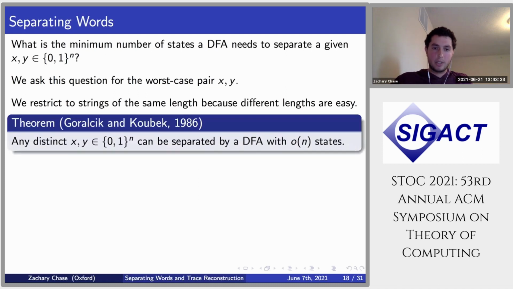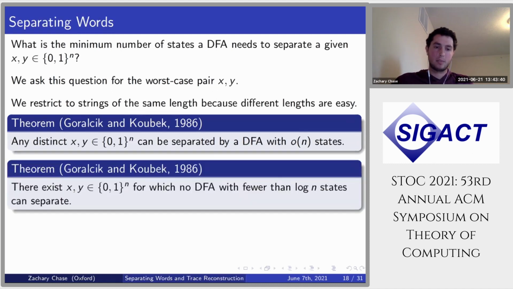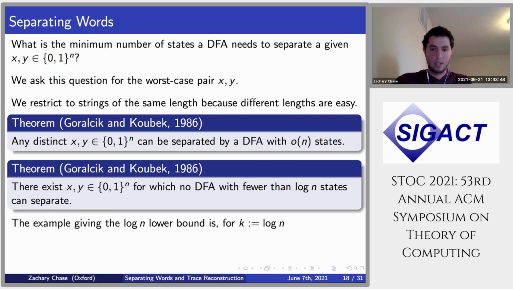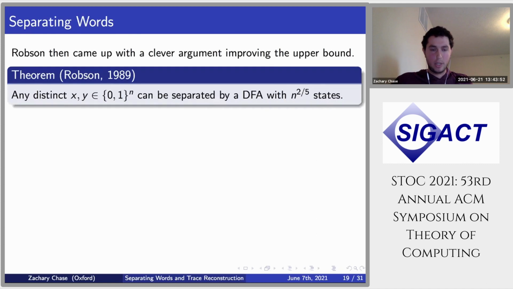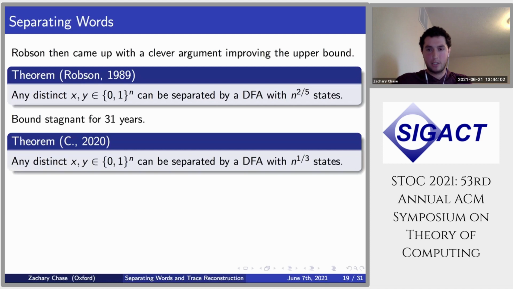So in 1986, Goralčík and Koubek showed that any distinct x and y of length n can be separated by a DFA with a sublinear number of states. And they also showed a log n lower bound. So there exists a pair such that any DFA that separates them needs at least log n states. And then Robson came up with a clever argument improving the upper bound. So he showed that any distinct x and y can be separated by a DFA with n to the 2/5 states. And this bound was stagnant for 31 years, and we recently improved the n to the 2/5 to n to the 1/3. So any distinct x and y of length n can be separated by a DFA with n to the 1/3 states.